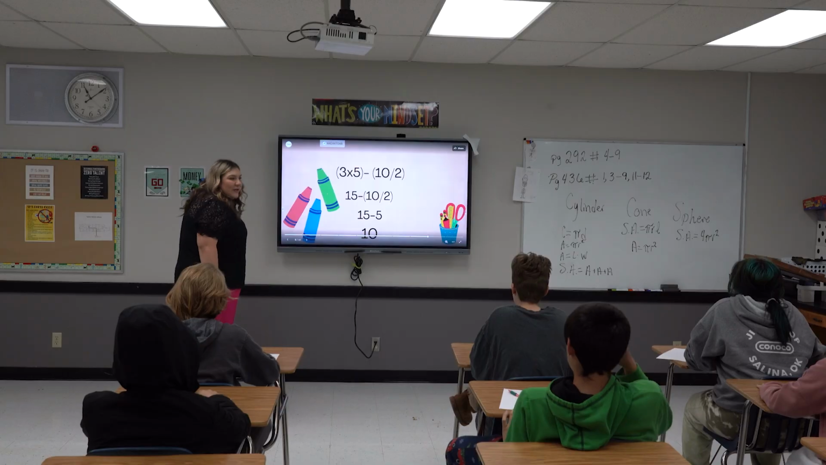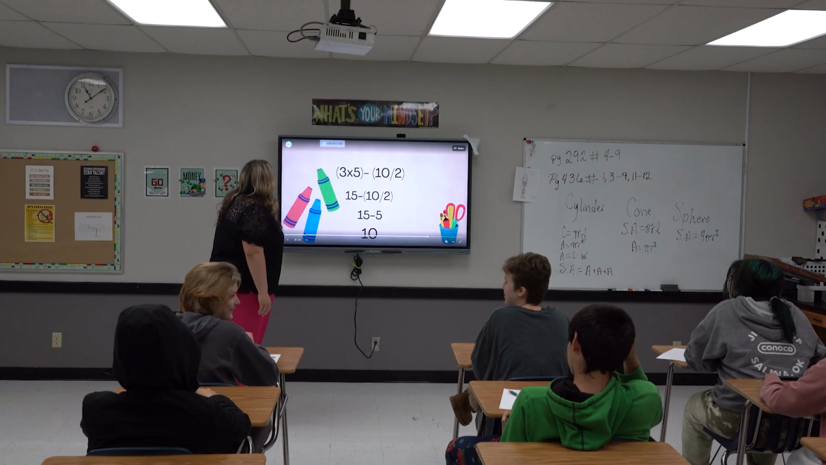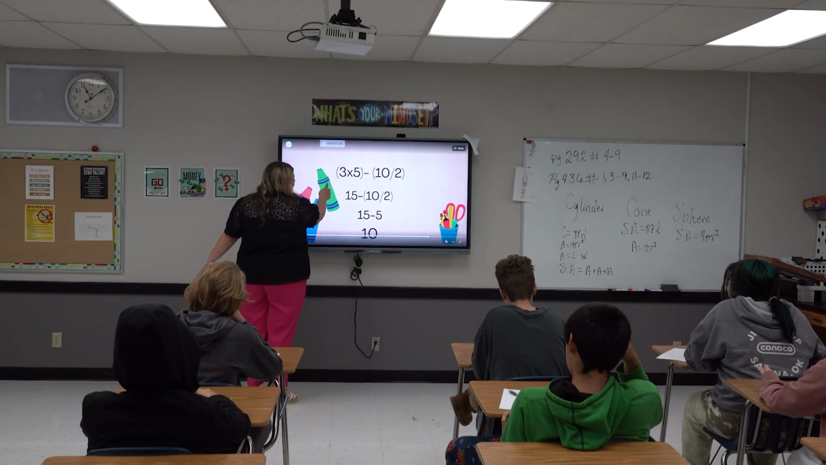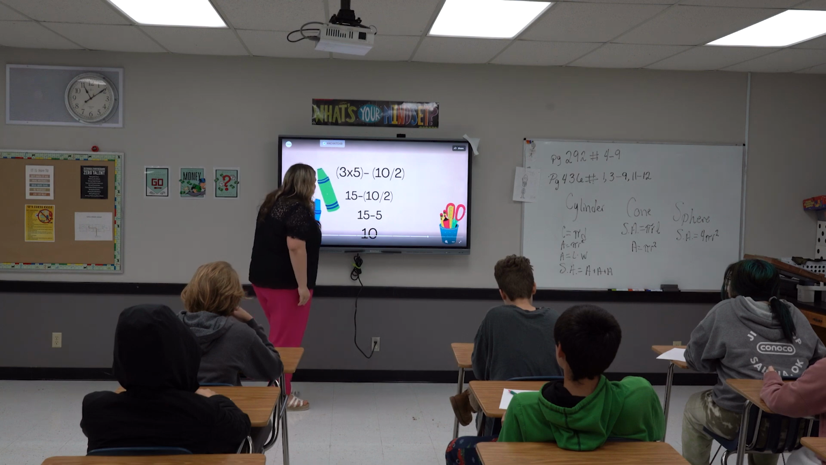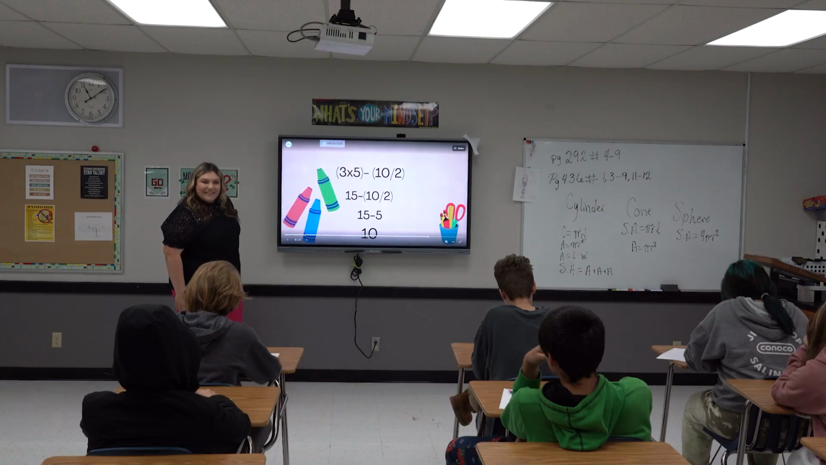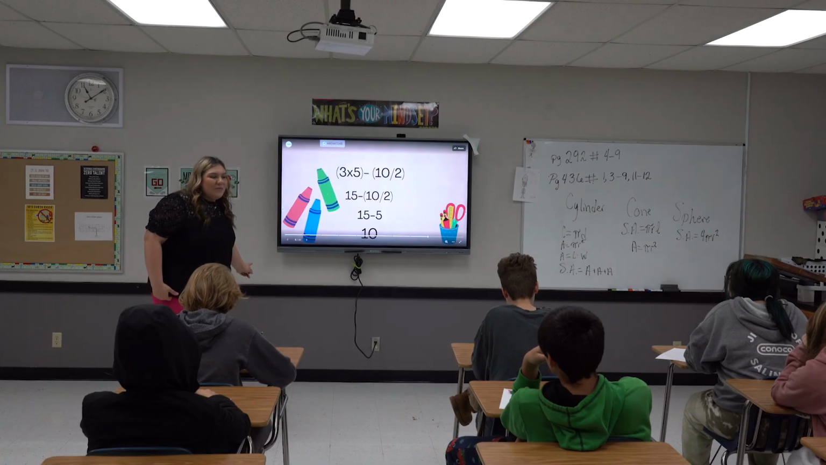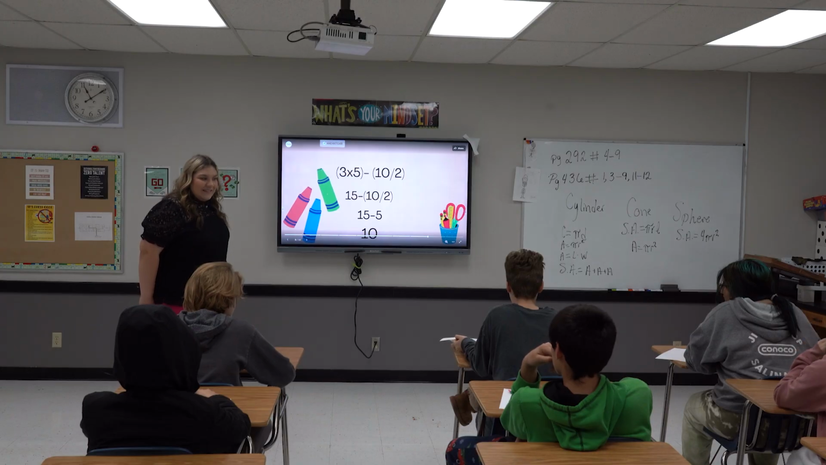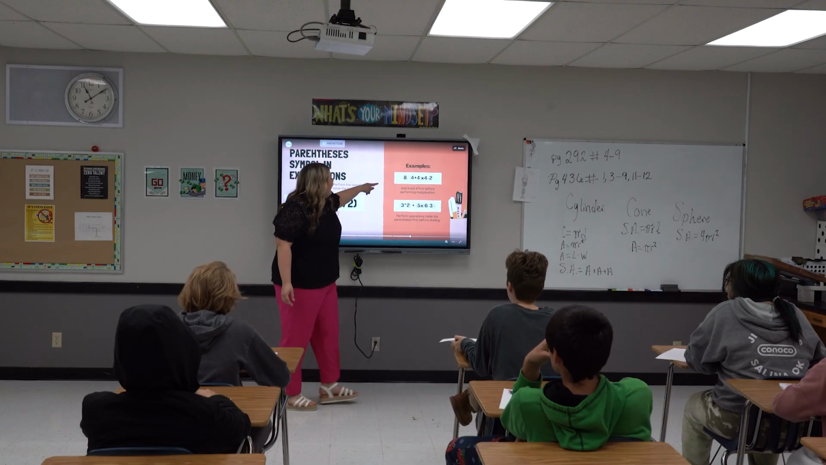Right. So what did everyone get for their answers? 10. All right, so our first step, we should have worked inside of our parentheses. 3 times 5, you should have gotten 15, so we drop that down with our minus sign. And then we have 10 divided by 2, which y'all should have gotten 5. And 15 minus 5 equals 10. Does everyone have our second problem worked out that was up on the board? Yes. I have this problem right here.